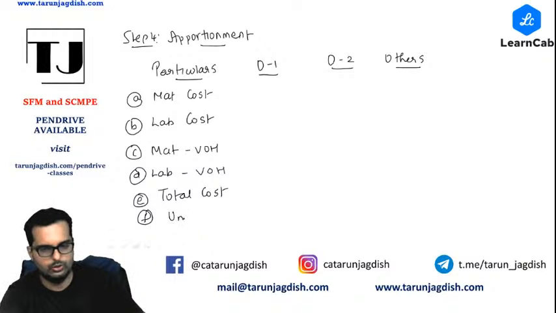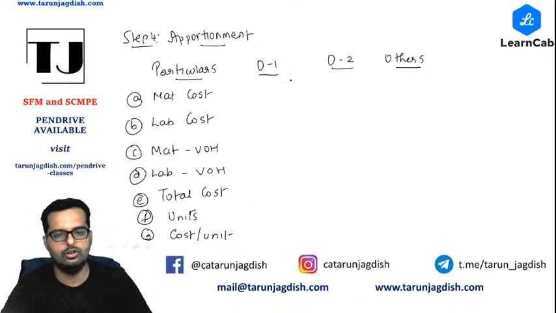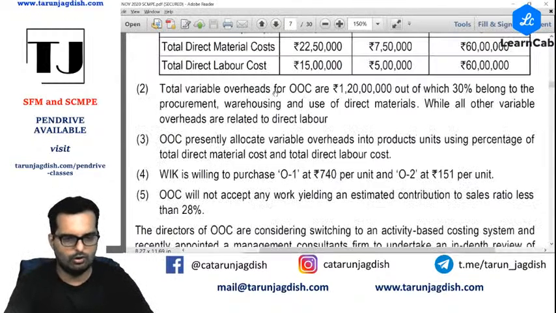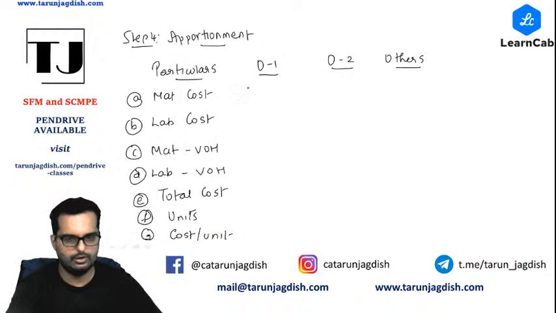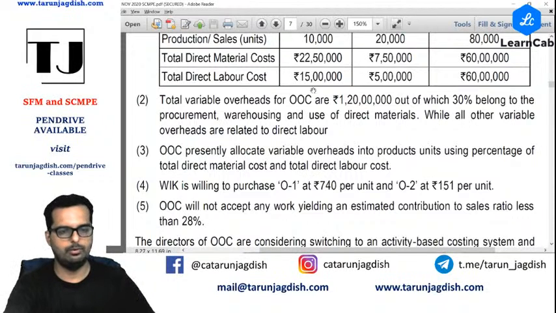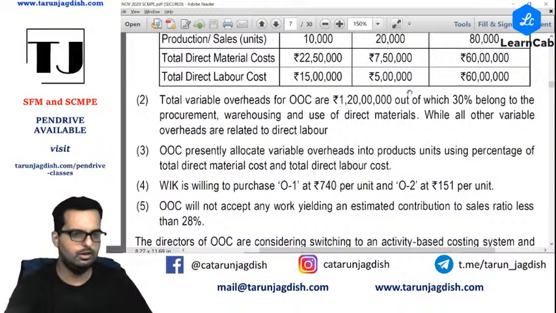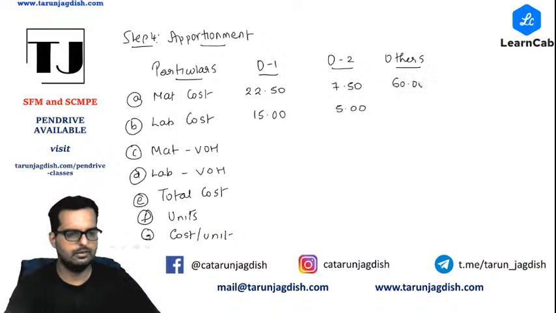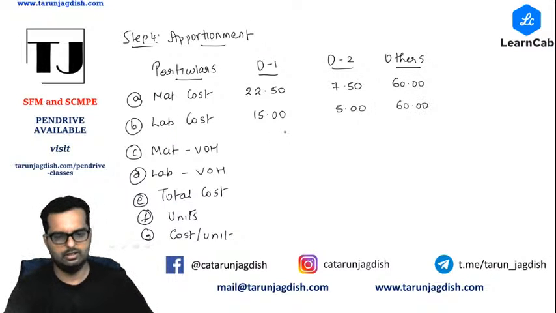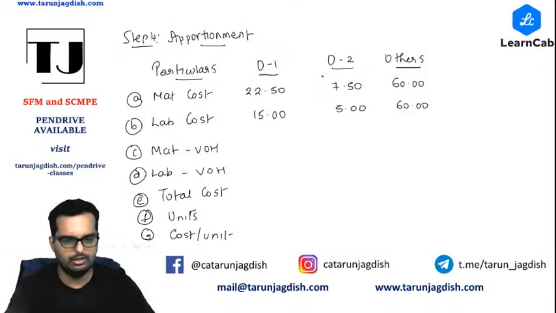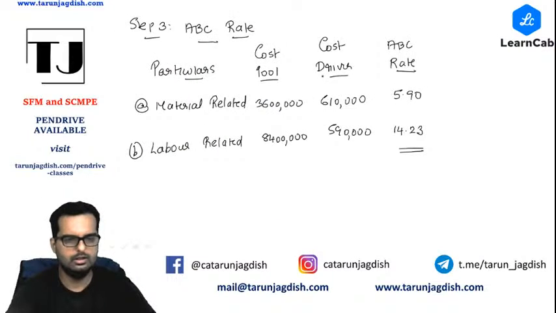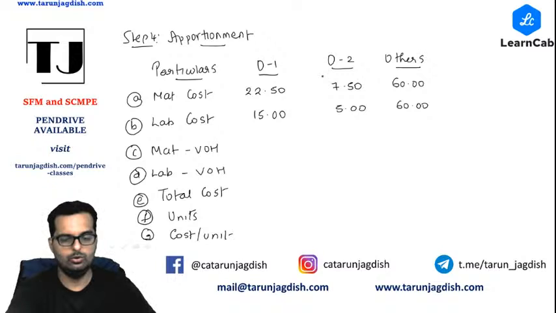I have the units, and from these units I can find out what is going to be my cost per unit. Now the material cost is already available: 22.5, 7.5, 22.5, 7.5. Here it is going to be 15, and here it is going to be 5, 60 and 60, 60 and 60. Now apportionment, I believe we have already done it over here. Oh no, we have to do that over here, right? Okay, let's do it over here itself.